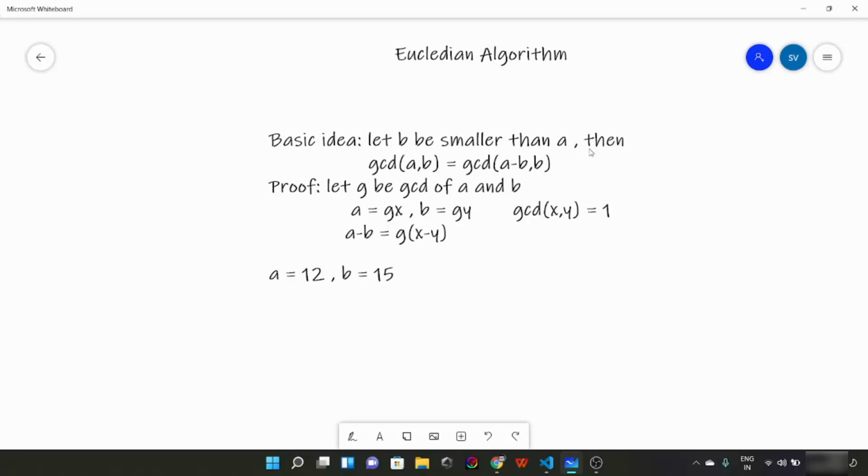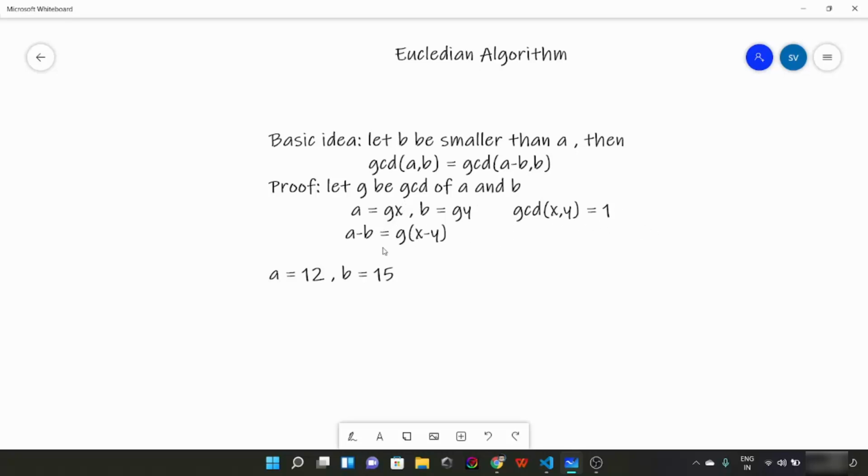Now you might be wondering how. So we have the proof here. So the proof is, suppose G be the GCD of A and B, right? So we can write A as Gx and B as Gy. And since G is the greatest common divisor, so there would be no common divisor between x and y. Hence GCD of x and y is going to be 1, right?